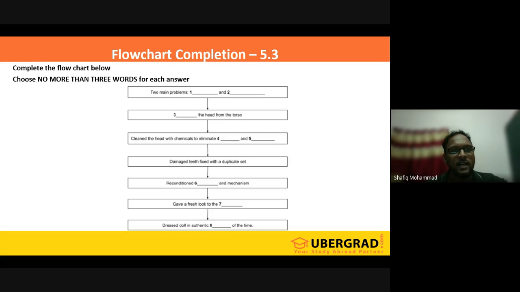Second answer is a loose head, or loose head. Both are accepted for the second one. Then the third one is separated the head from the torso. So separated is the answer. Third answer is separated.